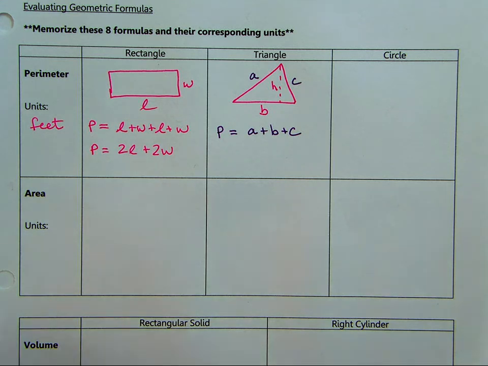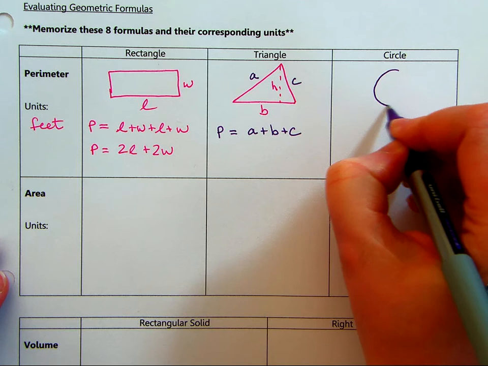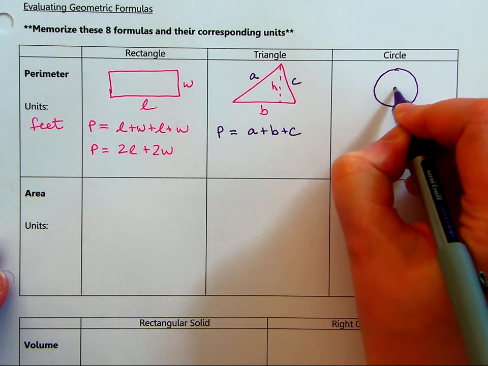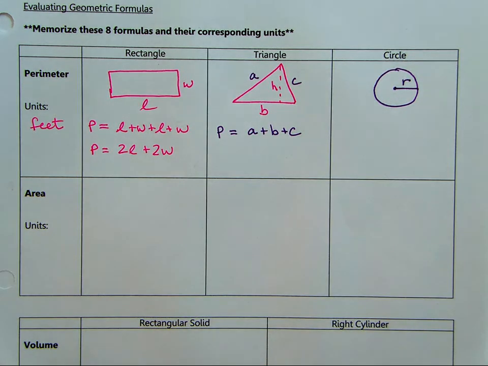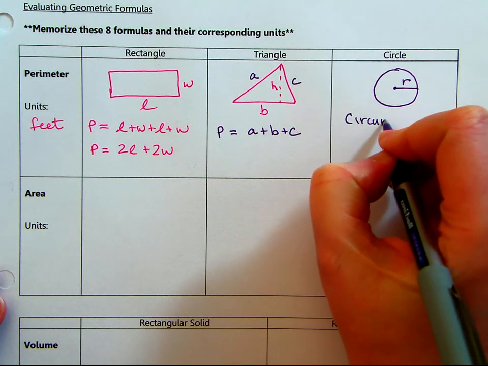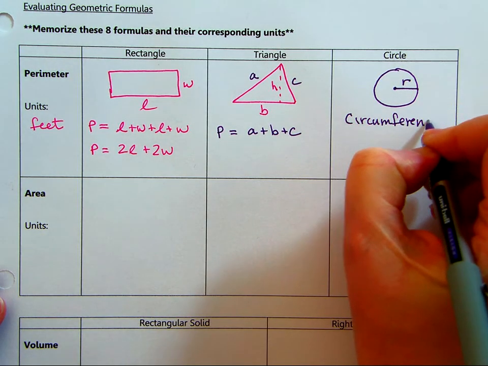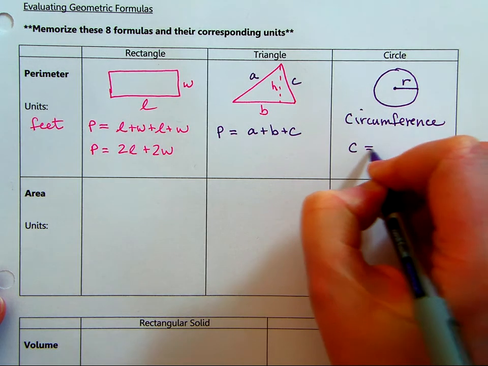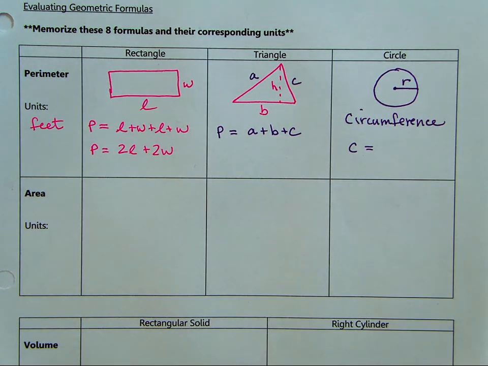And a circle. Circle is usually labeled with R. Yeah, the radius. And there's a special word for perimeter of a circle: circumference. So I'm going to use C instead of P, but someone could say the perimeter of a circular something.